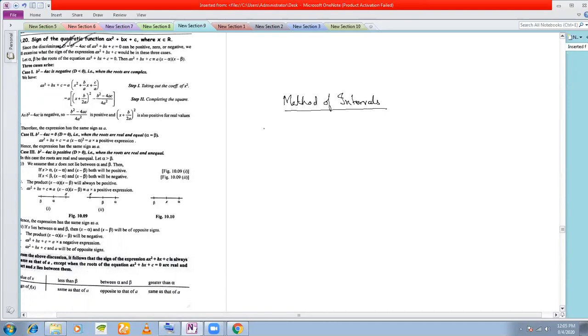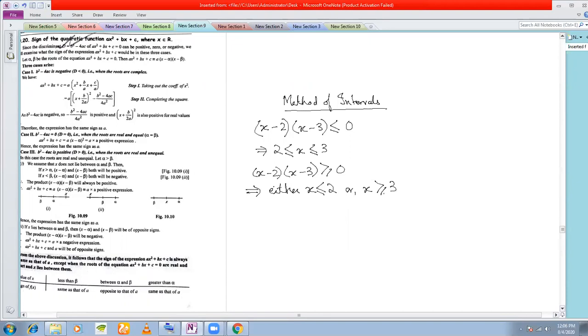What is the method of intervals? Remember last year I told you that if you have (x minus 2) into (x minus 3) less than or equal to 0, then I can say that x lies between 2 and 3. Remember this. And similarly, if you have (x minus 2) into (x minus 3) greater than or equal to 0, then you can say either x is less than or equal to 2 or x is greater than or equal to 3.